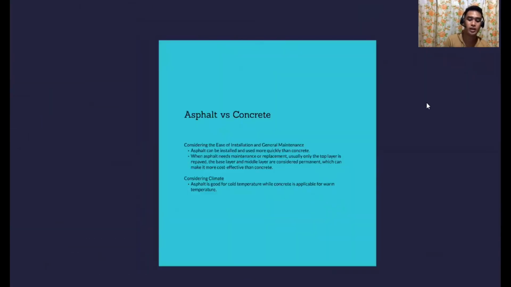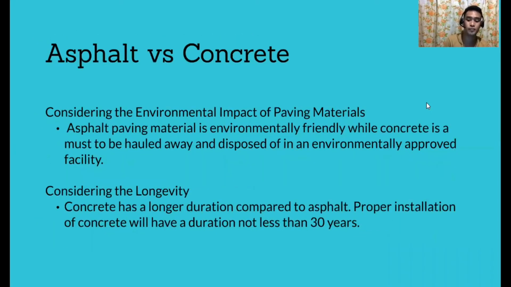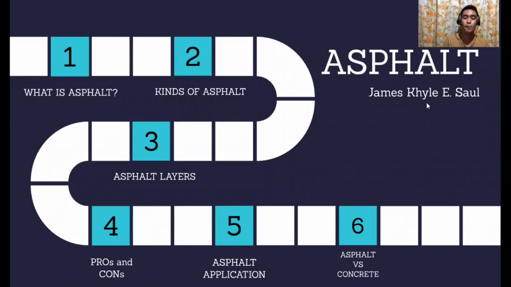And then asphalt versus concrete. Considering the ease of installation, asphalt has more advantage. Considering the climate, asphalt is good for cold temperatures while concrete is applicable for warm temperatures. Considering the environmental impact of paving materials, asphalt is more environmentally friendly because it can be recycled. While considering longevity, concrete has a great advantage in this portion.